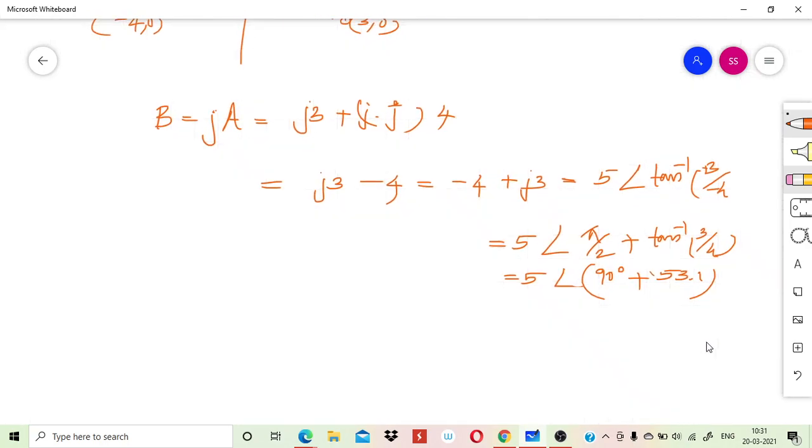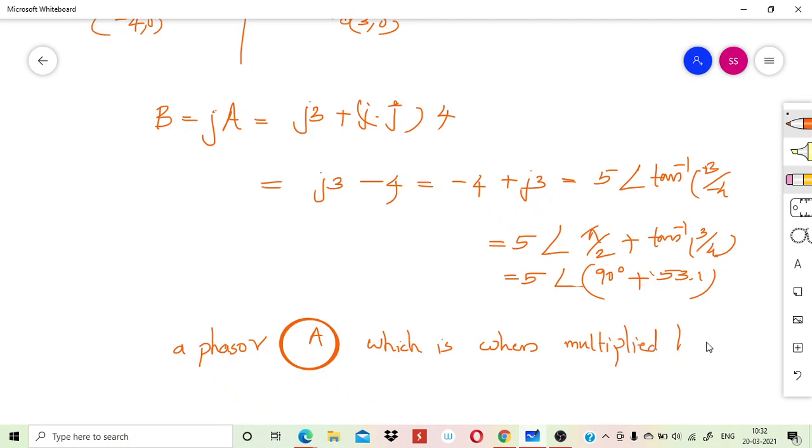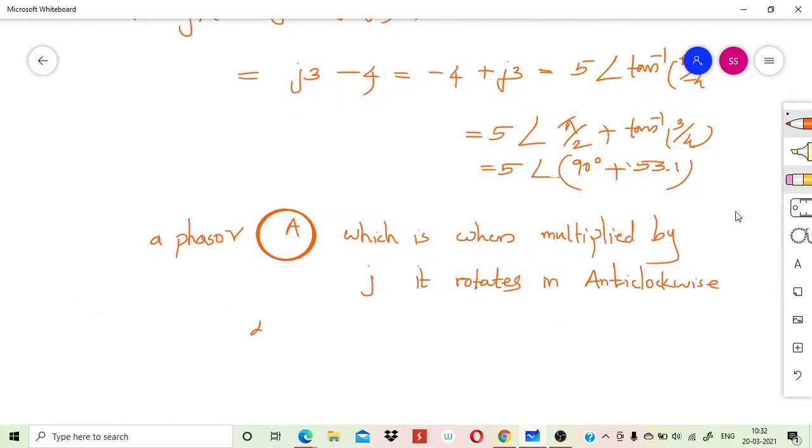So I'm going to conclude here: a phasor A, when multiplied by j, rotates in the anti-clockwise or counter-clockwise direction, that means in the positive direction, by 90 degrees.